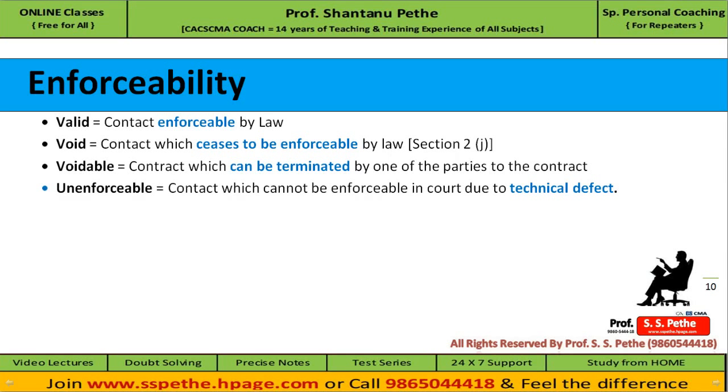Now let's see the void contract. Void, it is very important. A contract which ceases to be enforceable by law is called a void contract. Please note that initially it was a valid contract, but after some time, because of the happening of some events, it ceased to be enforceable by law.